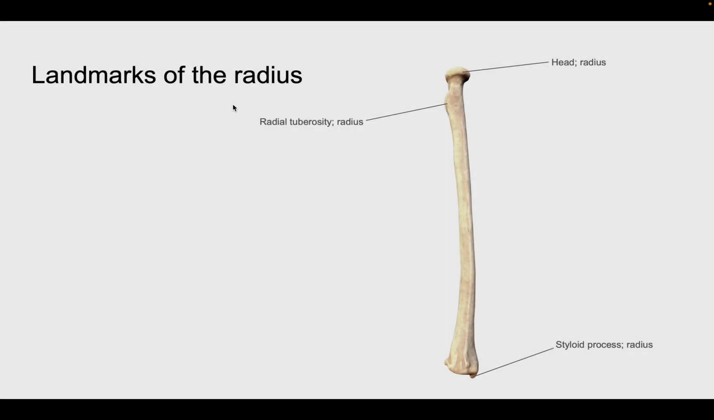Now the landmarks of the radius. They're pretty simple because there are only 3, but we have the head of the radius, then we have the radial tuberosity of the radius, just like another angle sticking out, and then we have the styloid process of the radius. The styloid process reminds me of a stylist pen, because of the little round tip it has.